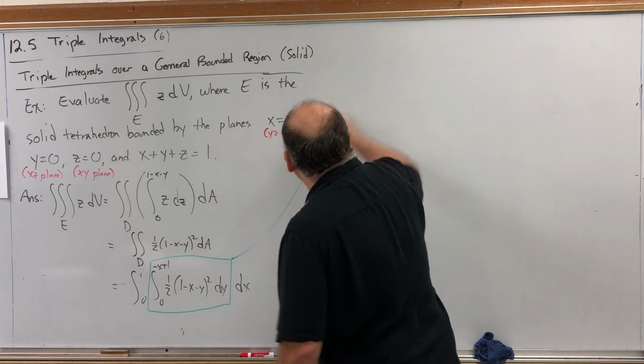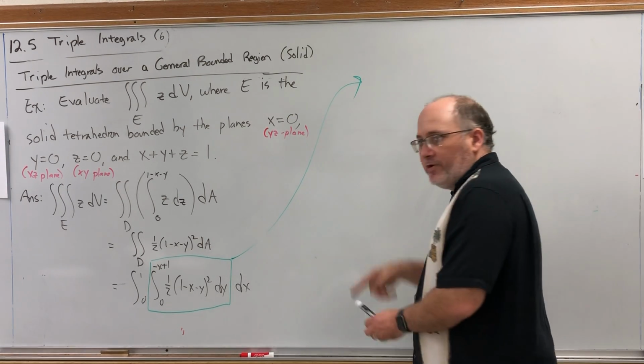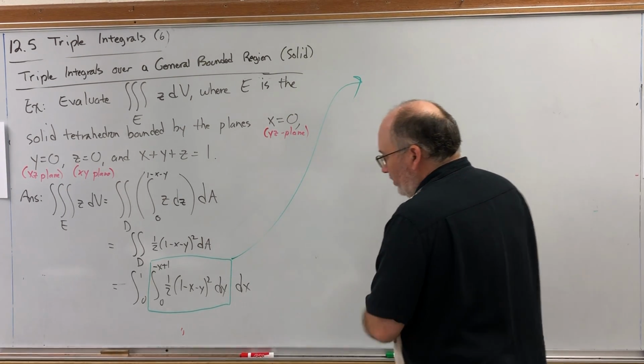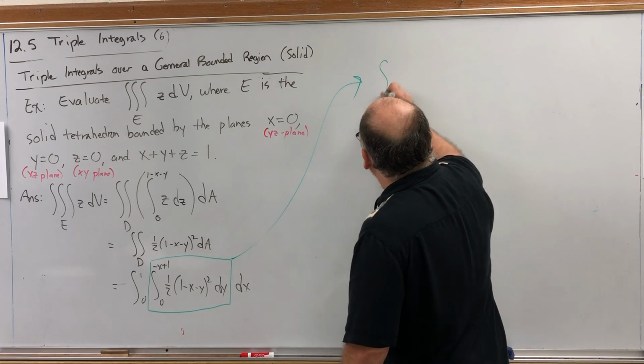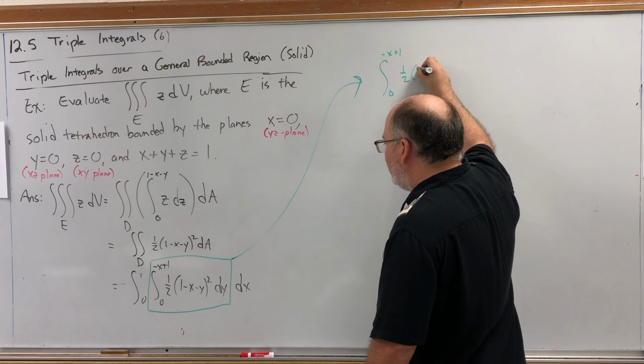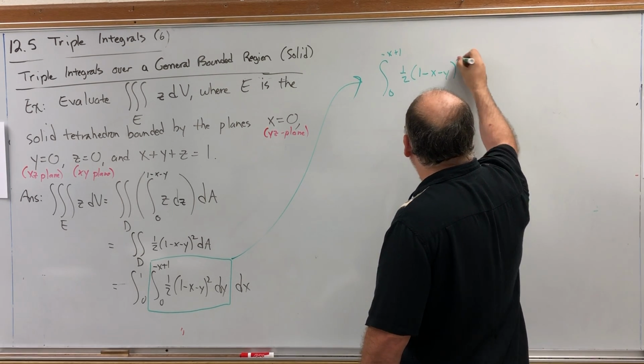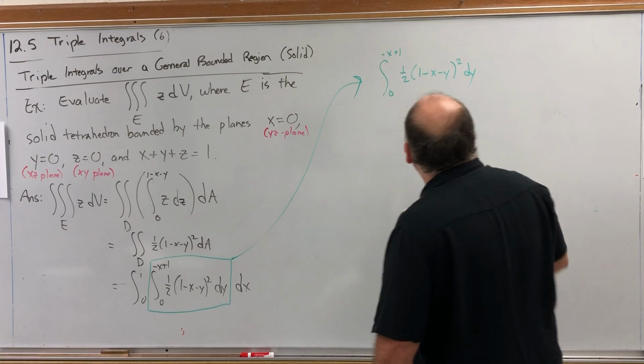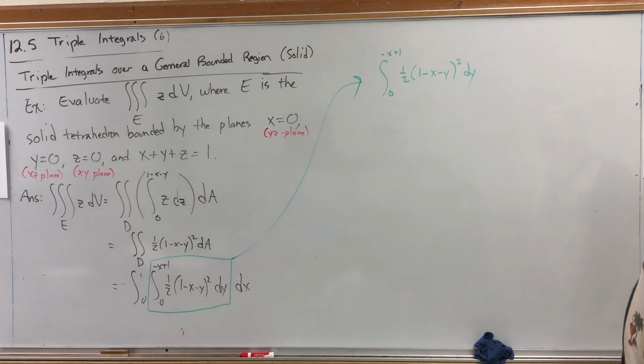So let's take this out, and then once we get its answer, we'll import it back into the remaining integral. So the integral from 0 to negative x plus 1 of 1/2 (1 minus x minus y) squared dy. How do you do this one?